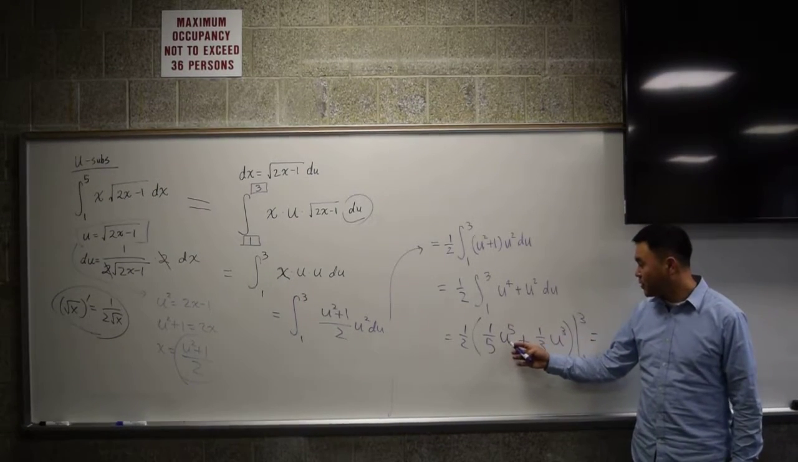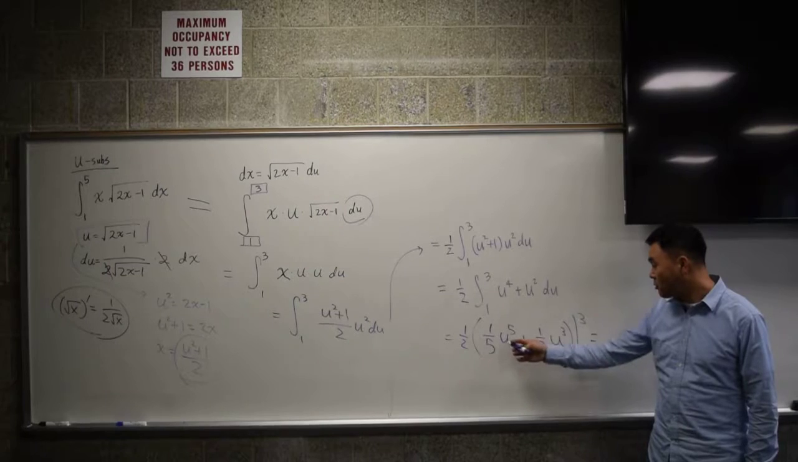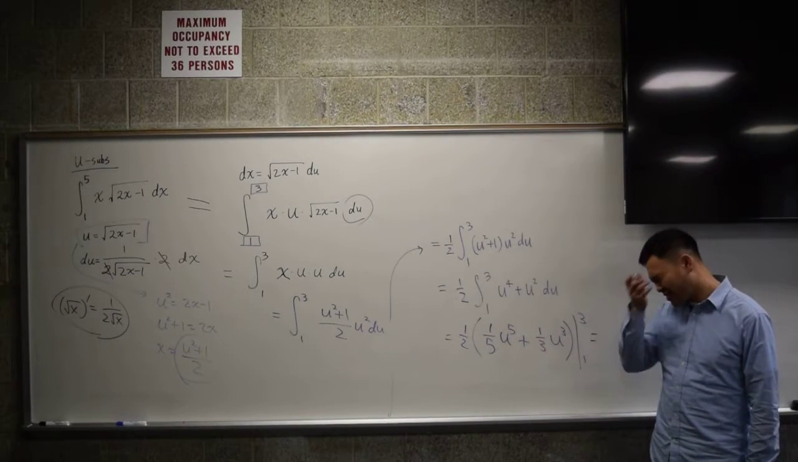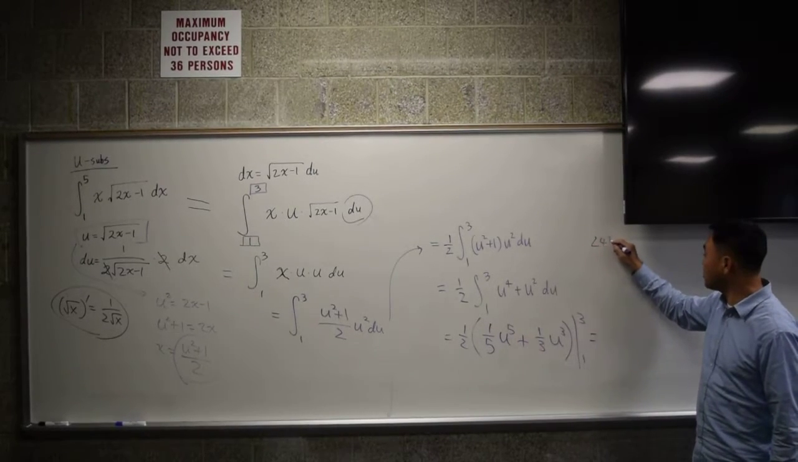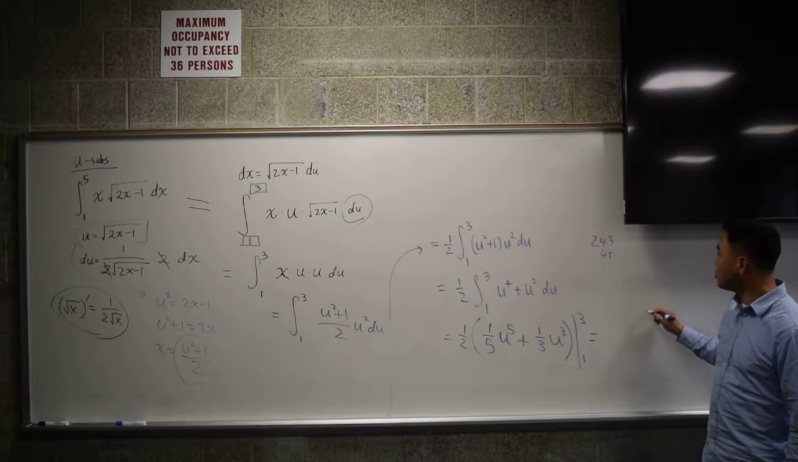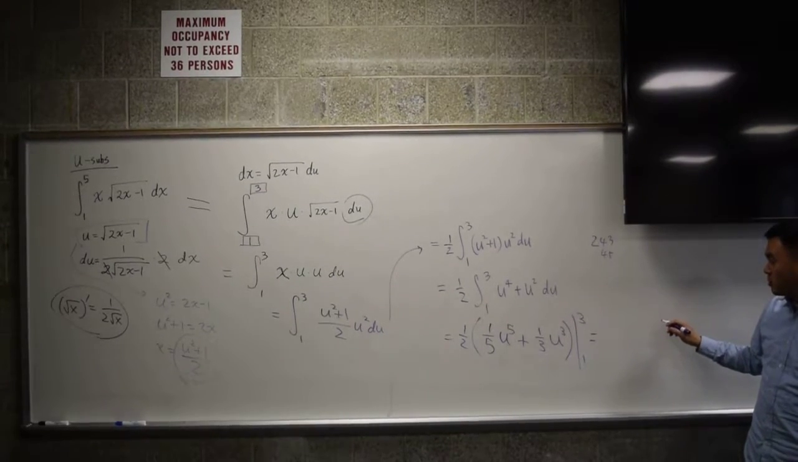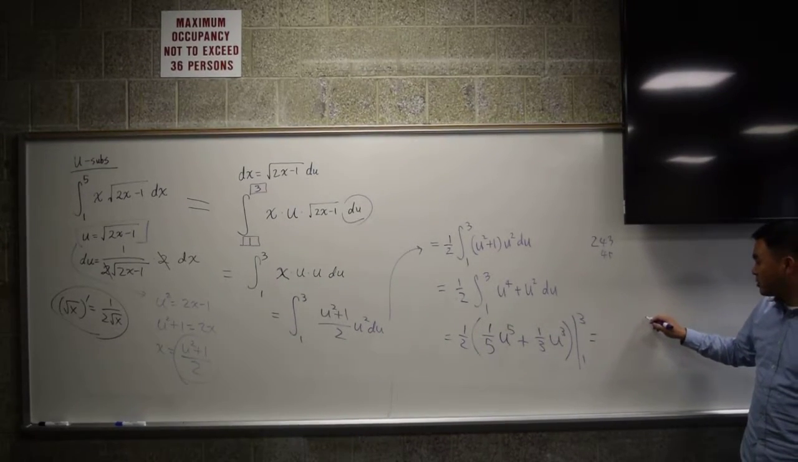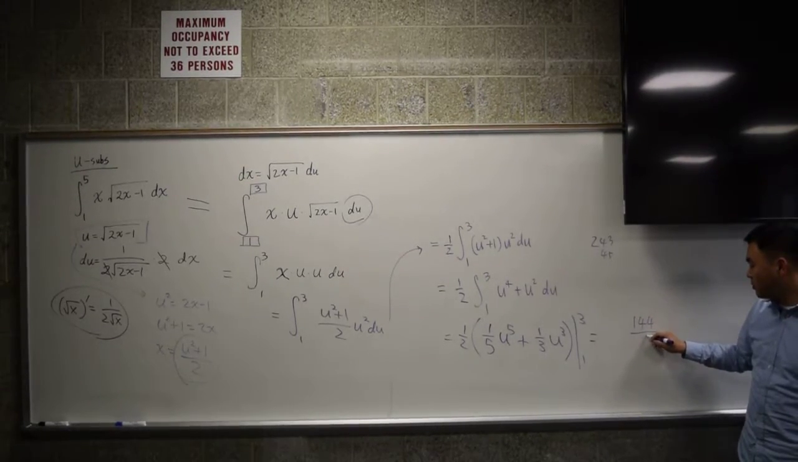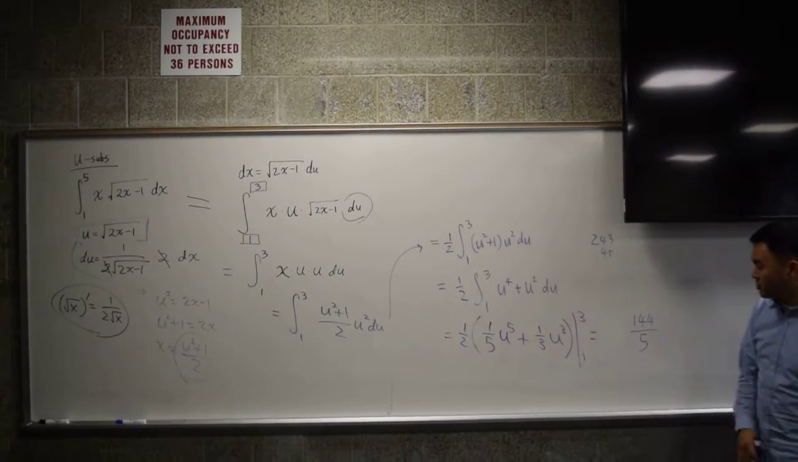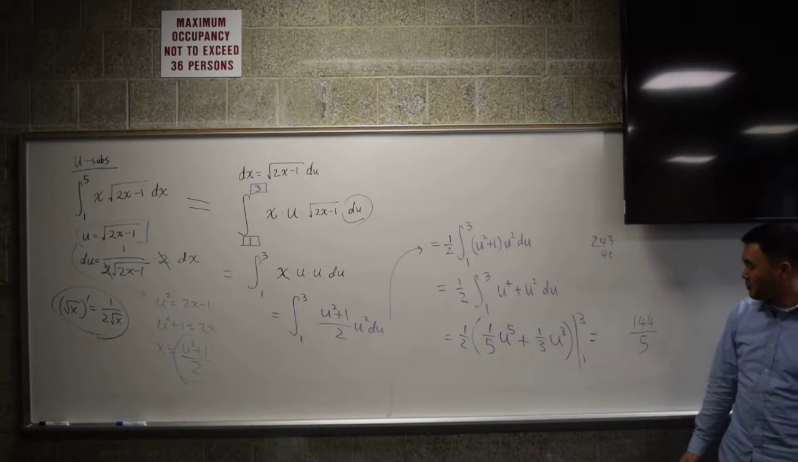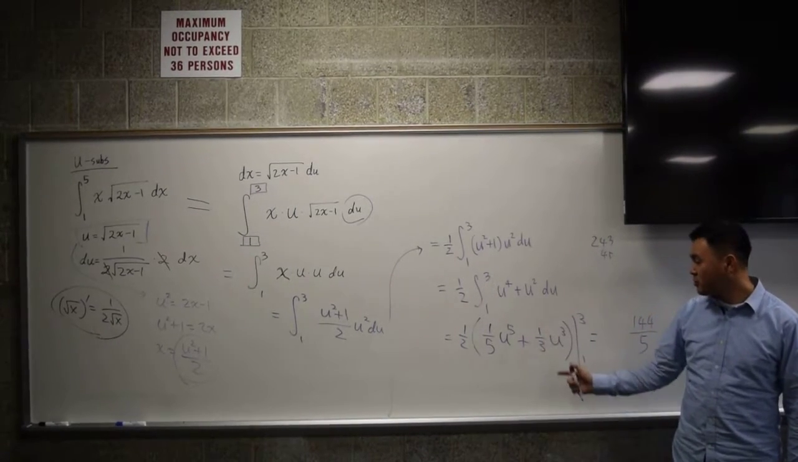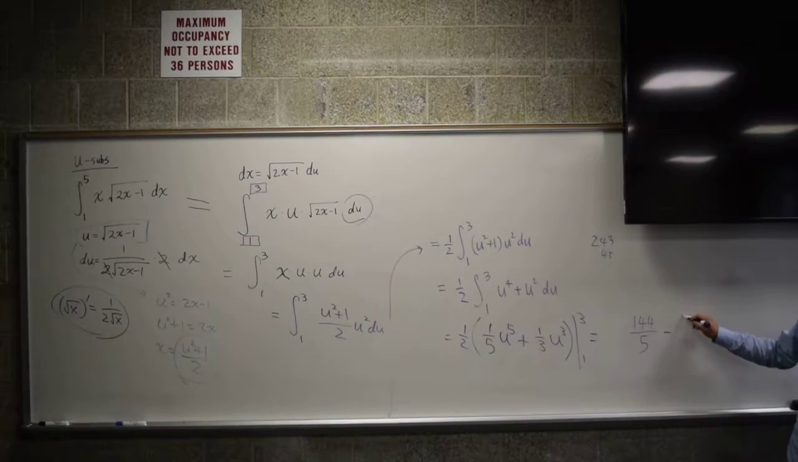So you have 243 over 5 plus 9. 243 plus 45, that's 288 over 5. So it's 144 over 5 after dividing by 2. That's what you get if you plug in 3. And then when you plug in 1, that's 8 over 15, 4 over 15. So minus 4 over 15.